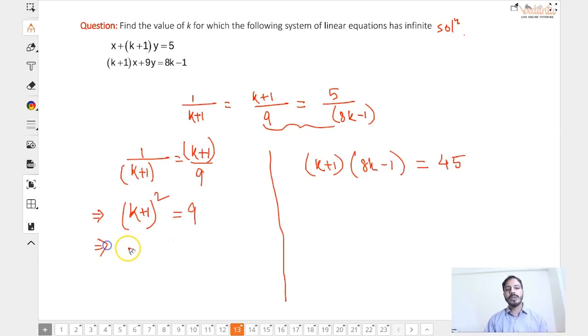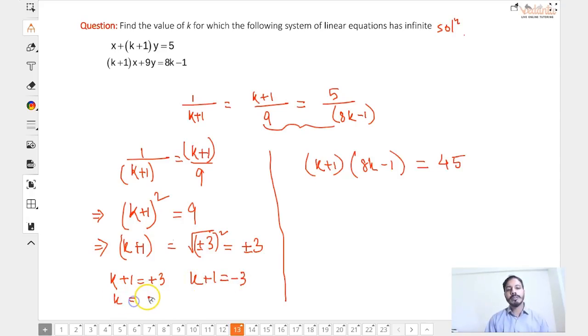So I can write this. Now that means what? K plus 1 is equal to plus minus 3 whole square. That means now this square root and this square will get cancelled, and what will be left is plus minus 3. So now I will have two solutions from here, that is k plus 1 is equal to plus 3 or k plus 1 is equal to minus 3. So I can have k is equal to 3 minus 1, that is 2, or k is equal to minus 4. Now I'll put both these values here.